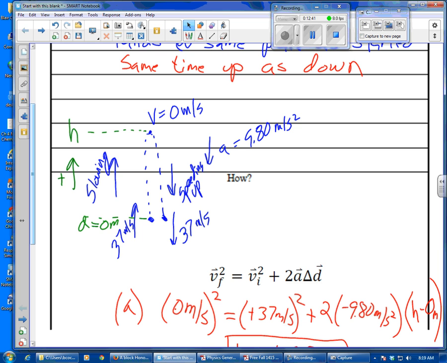Which one do you guys want to look at? Half of it or the whole flight? Half? Look at half. First half or second half? First half? Okay. So we're going to look at the first half. We're going to look at how long it takes to go from 37 meters per second upwards to 0, given that my acceleration is downwards. That's why I'm slowing down. And then we'll double that time to get the time for the whole flight.